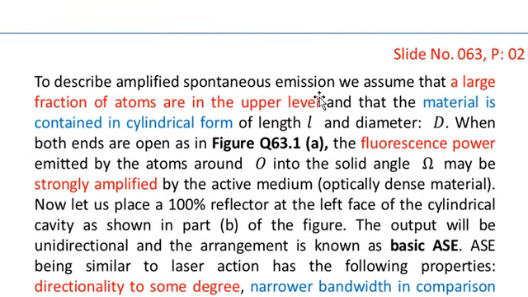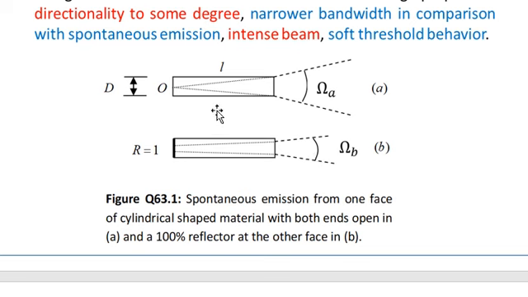To describe the amplified spontaneous emission, we assume that a large fraction of the atoms are in the upper level and that the material is contained in the cylindrical form of length L and diameter d. When both ends are open, as in figure 63.1a, let me show this figure in A, both ends are open, the cylinder has a length equal to L, having a diameter equal to capital D. Capital O is one end of the cylinder. Both ends of the cylinder in A are open.